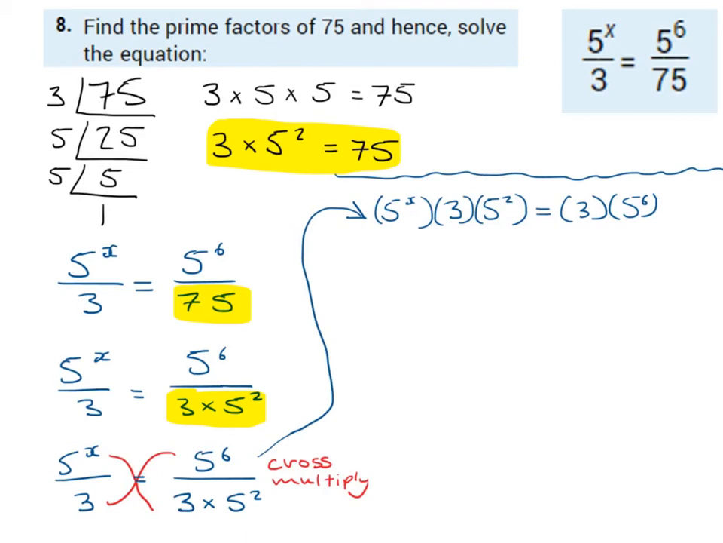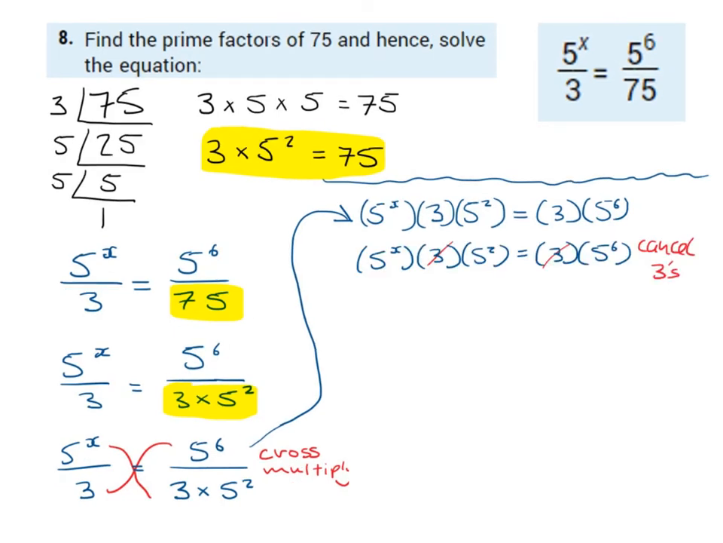Okay, so remember I'm trying to solve, I'm trying to find what this x value is equal to. So I want to get that x on its own. So the first thing I notice is I have 3 on the left of the equal sign and I have 3 on the right of the equal sign. So I can cancel out those 3's. On the left I'm left with 5 to the power of x times 5 squared, and on the right I'm left with 5 to the power of 6.